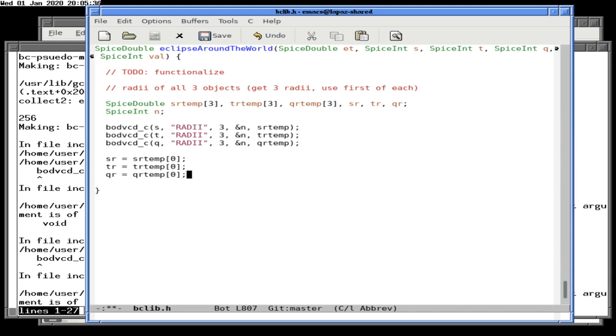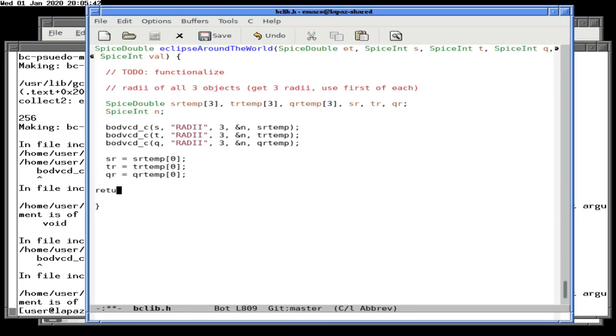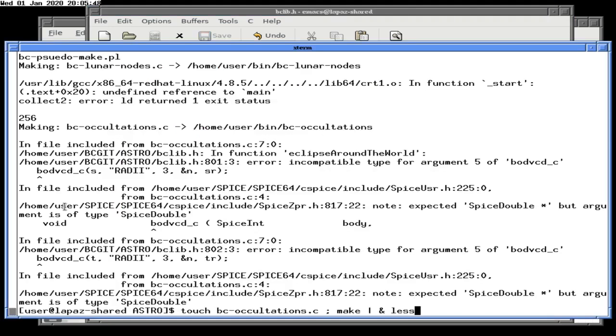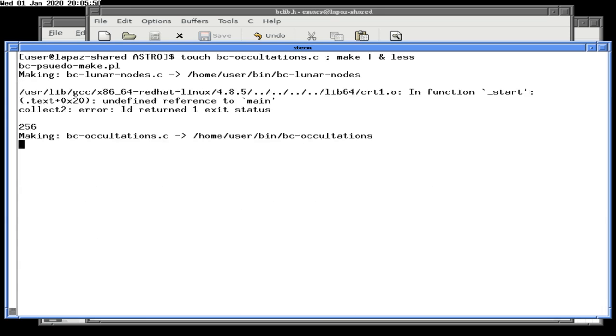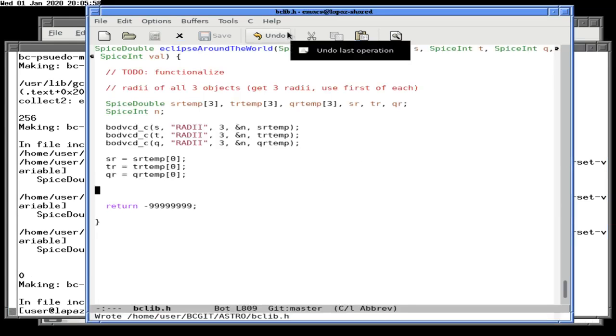Now let's see if that compiles. It doesn't actually do anything, and it doesn't return anything. So hang on, let's have it return something ridiculous so it doesn't complain, but that we also know is meaningless right now. Hopefully I won't get that confused. Okay, variable qr set but not used. It did compile. It's warning me that I've set variables that I'm not using, which is fine, because we're just sort of doing that right now.